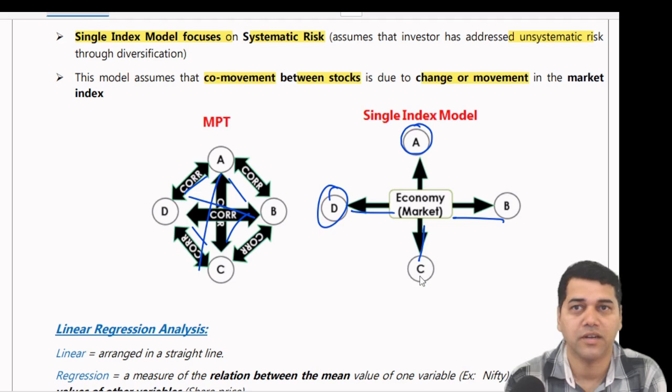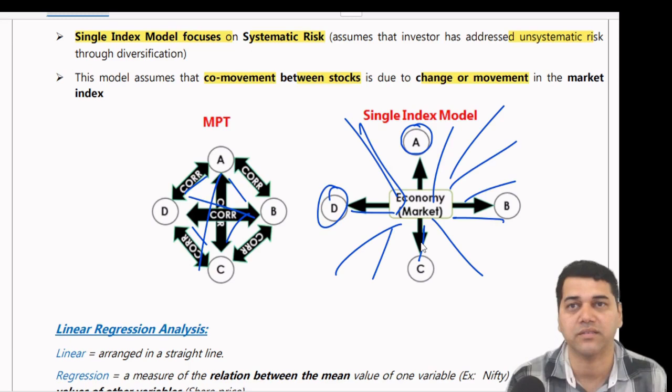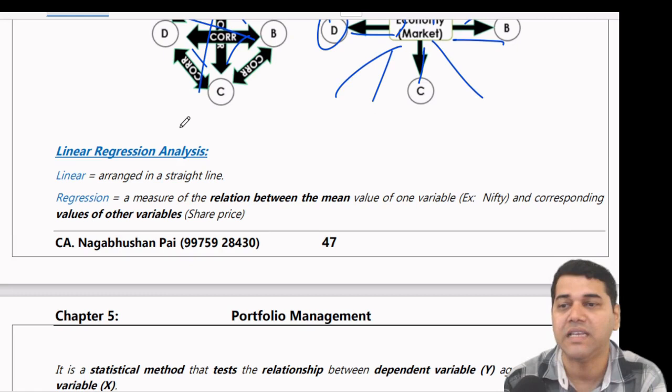Understood? Now you can add 40, no, 100 securities and evaluate. And the more securities you go for, unsystematic risk will go off. So you only handle and focus on the systematic risk. Okay. Now, for this, we need to understand something called a linear regression analysis or regression analysis.